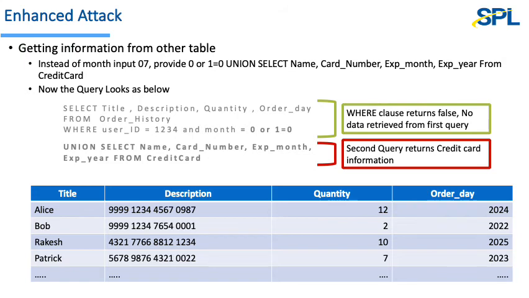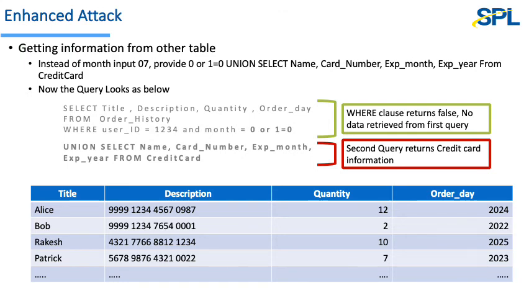Look at the first query. Select title, description, quantity, order day from order history, where user ID equals 1, 2, 3, 4, and month equals 0 or 1 equals 0. The first query returned nothing. This is very suitable for the attacker, as the second query holds the information.